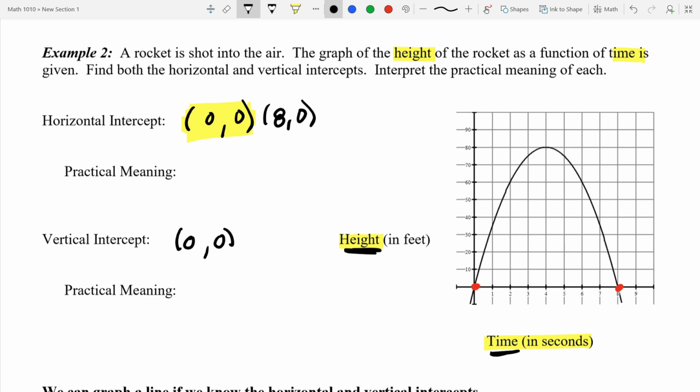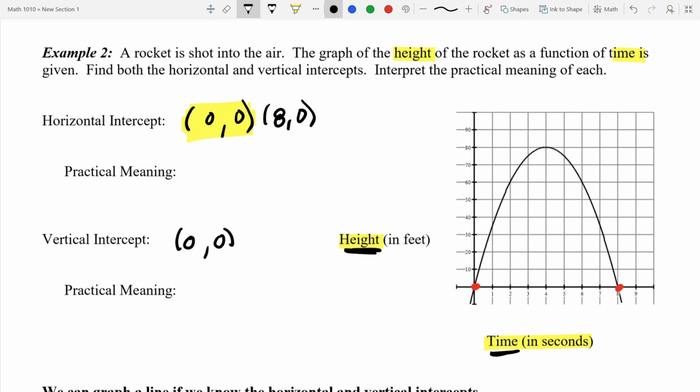Okay. Joe, what'd you write? At 0 seconds, it is 0 feet in the air. Okay, I would accept it. I would absolutely accept it. I think it's just a little awkward, but I would totally accept it.